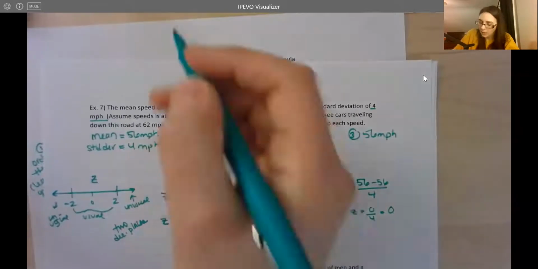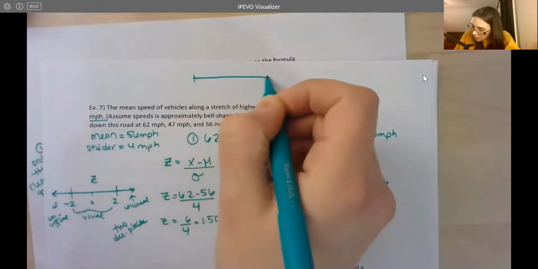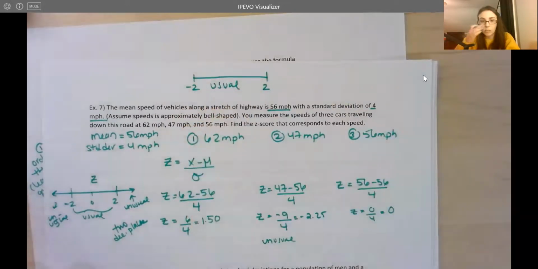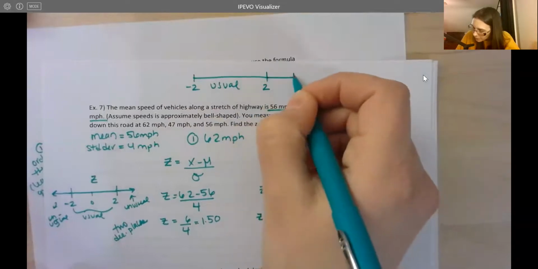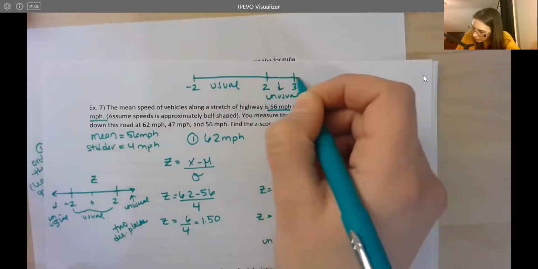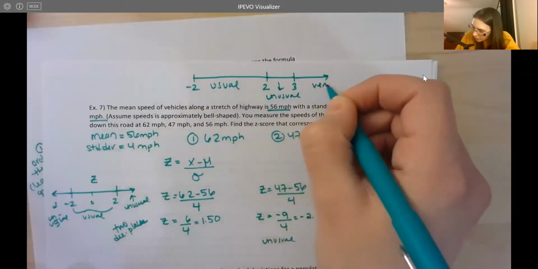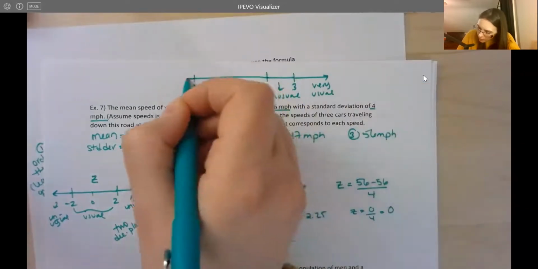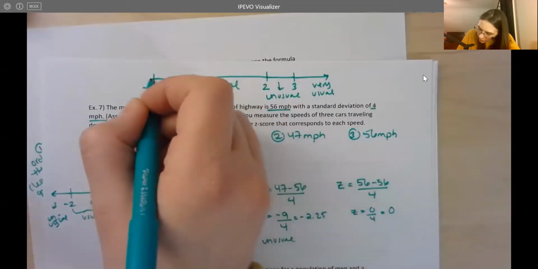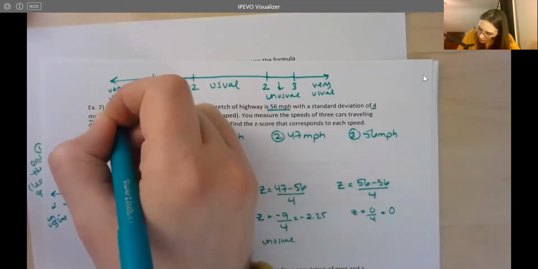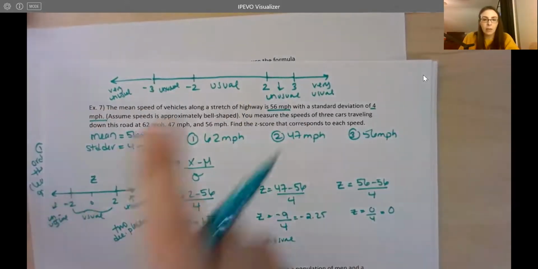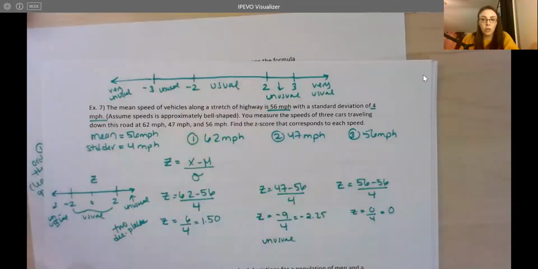So when we're talking z-scores here, anything in between -2 and 2 is usual. When you go to 3, it is unusual. And beyond 3 is very unusual. And the same thing this way. So if we go down to -3, this is unusual. And if we go past that, this is very unusual. So your z-scores, again, 95% of the time are between -2 and 2. So these are our usual or our normal values.